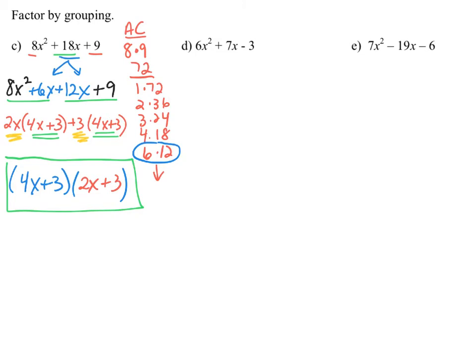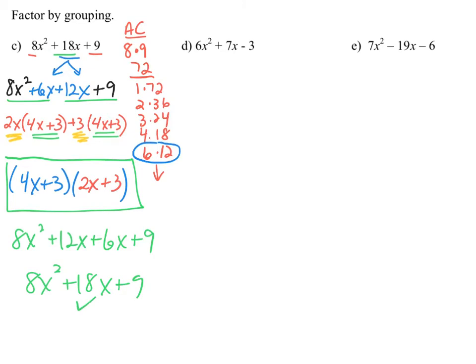It doesn't really matter what order those are written in, as long as you are multiplying those together, then we have the correct ones. And as always, we want to check our work. By using the FOIL method, 4x times 2x is 8x squared. The outer is plus 12x, the inner is plus 6x, and the last is plus 9. By combining the middle terms, we have 8x squared plus 18x plus 9. That was what we started off with.